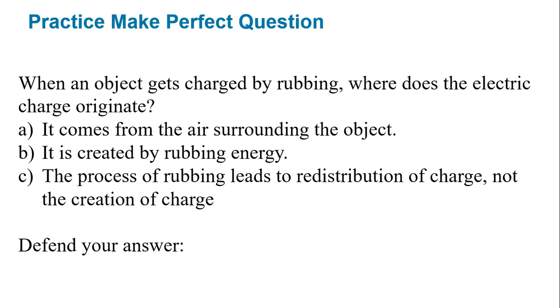When I get done reading it. When an object gets charged by rubbing, where does the electric charge originate? A, it comes from the air surrounding the object. B, it is created by rubbing energy. C, the process of rubbing leads to a redistribution of charge, not the creation of charge. So you're going to take a guess which one, A, B, or C, and then you're going to defend your answer. Try to use your notes. If you can't figure it out from your notes, pause the video, rewind, and see where I talked about this.